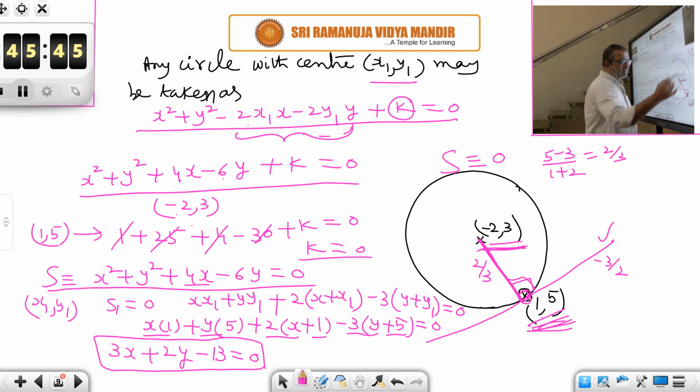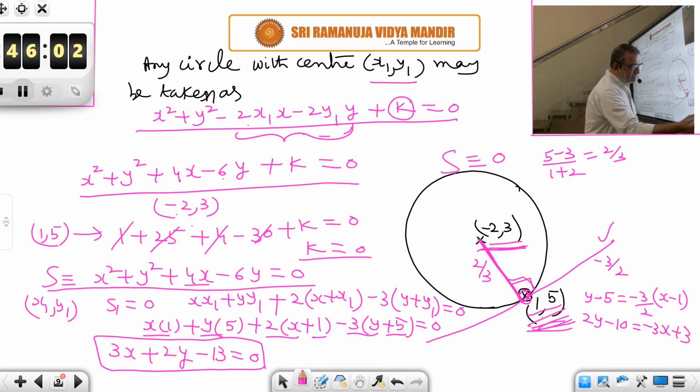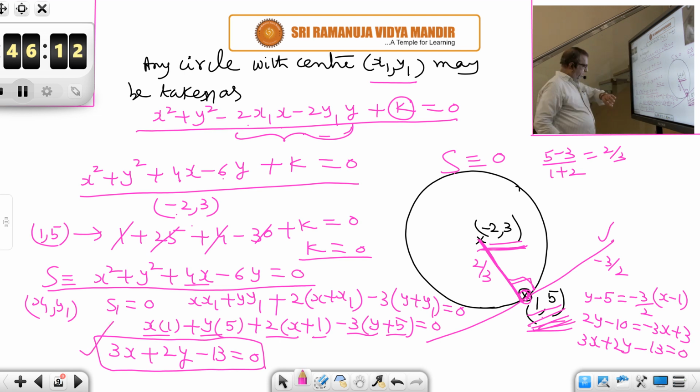So now can you find the equation of this tangent line? Point 1 comma 5 and slope. So y minus y1, 5, is equal to slope minus 3 by 2 into x minus 1. Point slope form. Multiply by 2: 2y minus 10 is equal to minus 3x plus 3. So take all the terms to the left side: 3x plus 2y minus 10 minus 3, minus 13, is equal to 0. So yes, correct. So you can find the equation of the tangent by using the formula S1 equal to 0. So S1 equal to 0 is the equation of the tangent in all the curves.